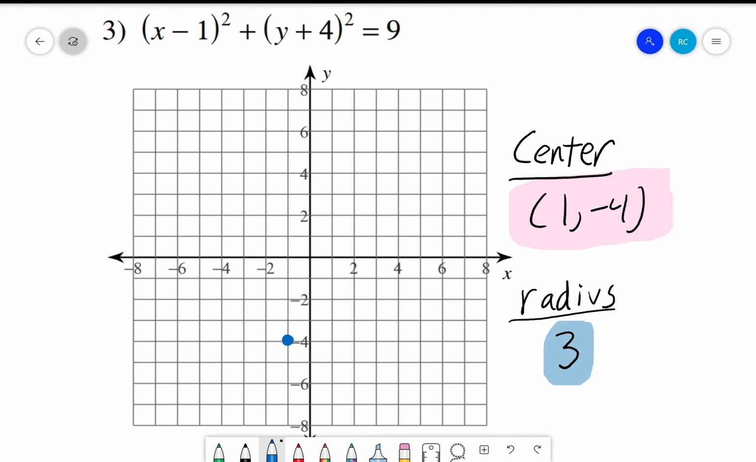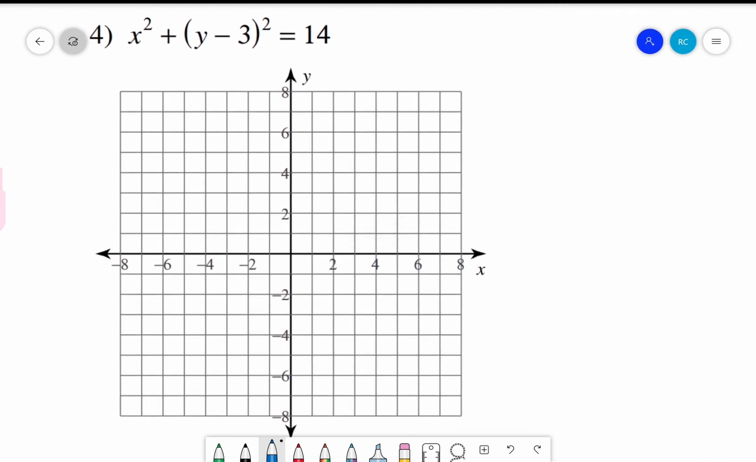Center is at 1, negative 4. And there, approximately, is our circle. Radius of 1, 2, 3. Let's move on to number 4.